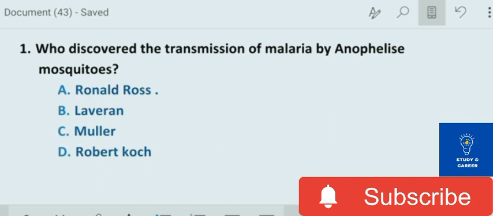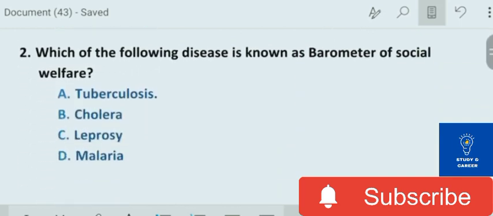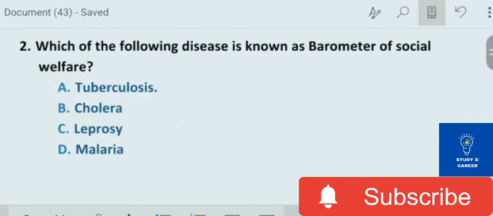D. Robert Koch. So here are the options and the right answer is Ronald Ross. Move to the second question. Which of the following disease is known as barometer of social welfare?